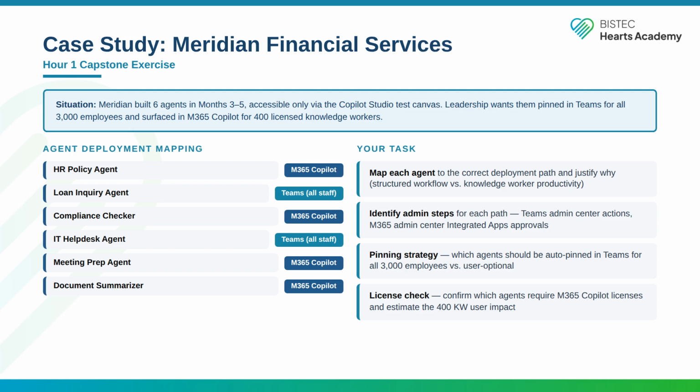The license check for the M365 Copilot agents is straightforward. All 4 agents targeting the M365 Copilot catalog require active M365 Copilot licenses for the 400 knowledge workers. Verify the license assignments before catalog submission. Once an agent is approved in the catalog, it surfaces immediately to all licensed users in the tenant.